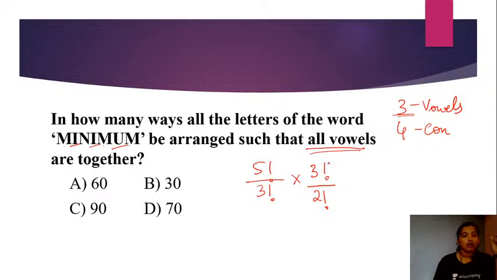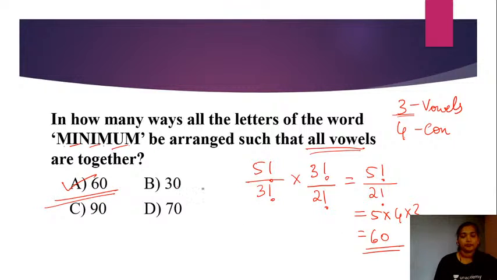So our required answer would be 5 factorial divided by 3 factorial into 3 factorial divided by 2 factorial, which is nothing but 5 factorial divided by 2 factorial. Now what is 5 factorial? 5 into 4 into 3 into 2 into 1 divided by 2 factorial, which is 2 into 1. So the value in this case will be 5 into 4 into 3. Am I correct? Which is going to be 60. So option A is the right answer for this question.